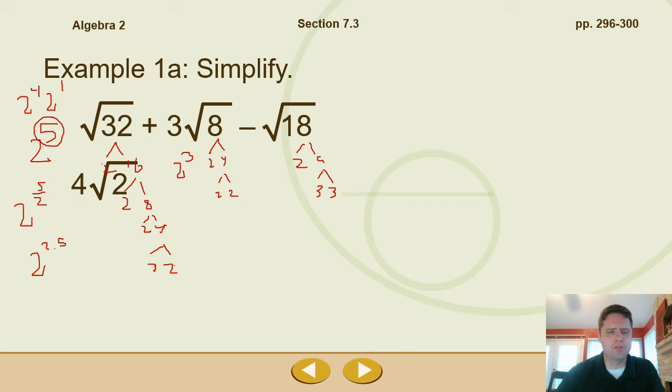So we can rewrite this as 2.5. Well, that's like saying 2 squared, which would be 4. And then we have a 2 raised to the 1/2 power. Again, that just gets rewritten as the square root of 2. So that's how we got to 4 square roots of 2.